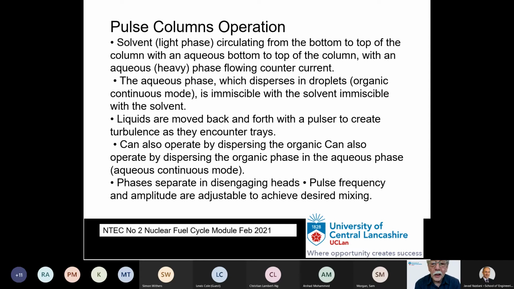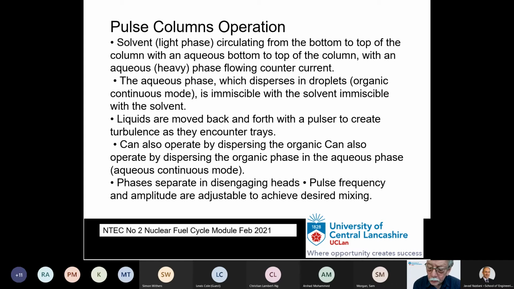As it says there, the solvent phase, the light phase, is circulating from bottom to top. The aqueous phase is going in a different direction. Depending on what you're trying to extract out of the aqueous phase, that would determine which would be what's called the continuous phase, i.e. in this case, the aqueous phase would not be in droplet form. That would be the organic phase, as we discussed with mixer settlers, for example. With a pulse column, as the word implies, you're getting this pulsing situation. And the reason why we chose pulse columns at Sellafield is, when you look at the arrangement, and hopefully in the reprocessing section we will do so, there are no moving parts.